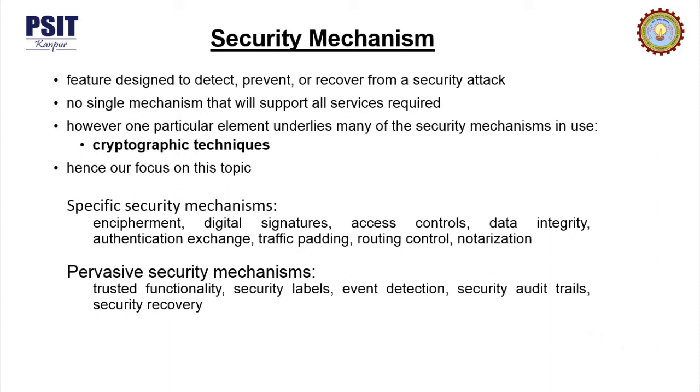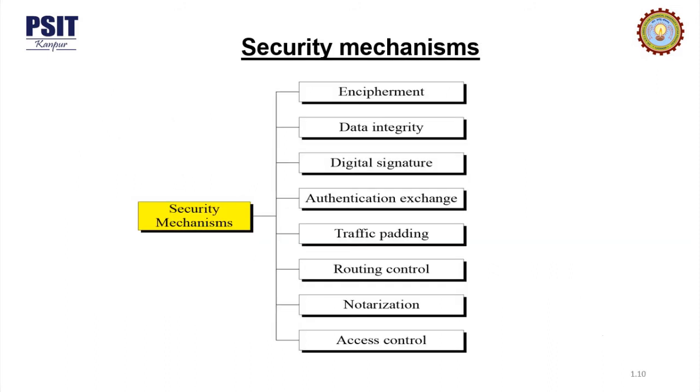The security mechanisms can be divided into two categories: specific security mechanisms, those are encipherment, digital signatures, access control, data integrity, authentication exchange, traffic padding, routing control, and notarization. And the other category is pervasive security mechanisms, such as trusted functionality, security labels, event detection, security audit trails, and security recovery.